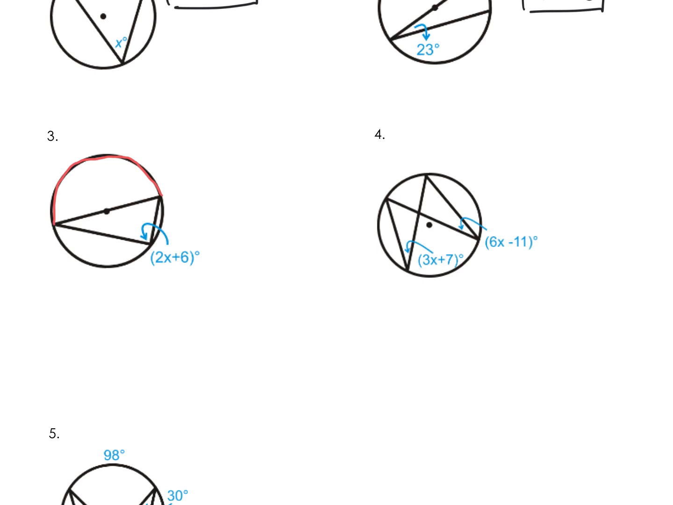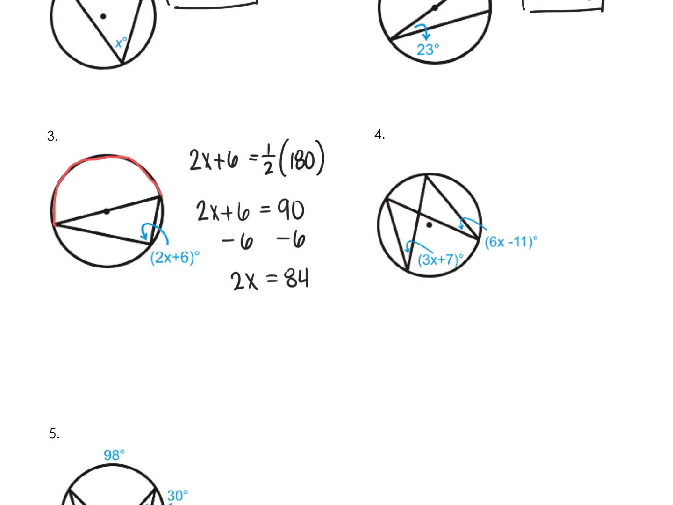And a diameter of a circle is half of the 360. So that means 2x plus 6 has to equal half of 180. So that means 2x plus 6 has to equal 90. So we'll subtract 6. We get 2x equals 84. And then we'll divide 84 by 2, and we get x equals 42.